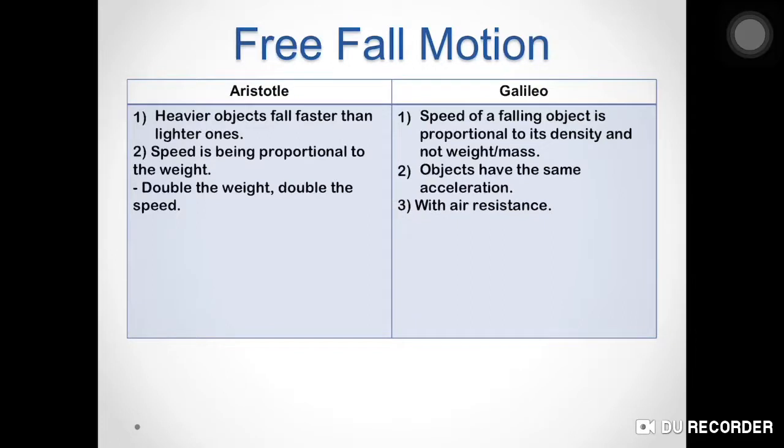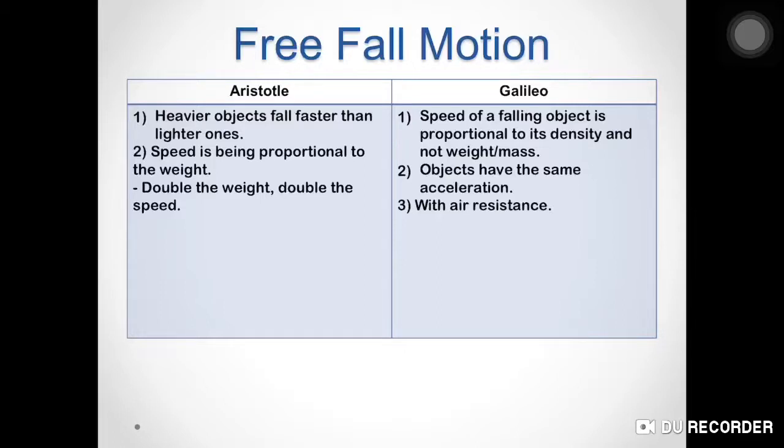So let's differentiate the views of Mr. Aristotle versus the views of Mr. Galileo Galilei. So according to Mr. Aristotle, heavier objects fall faster than lighter ones. So who among you believes this? That heavier objects fall faster than the lighter ones? Well, basically, tama naman, di ba? That heavier objects fall faster than the lighter ones.